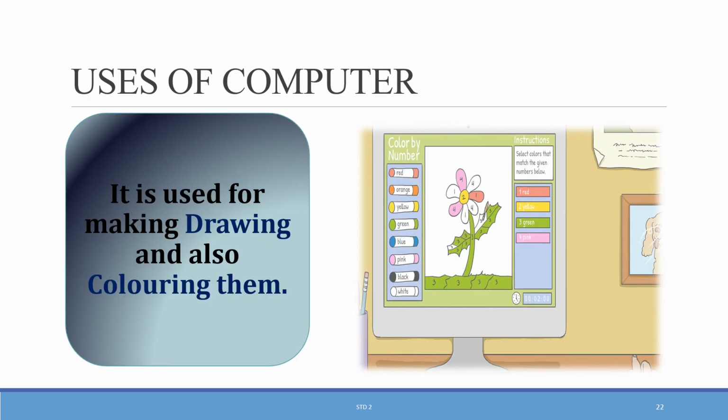Another use is for drawing and coloring pictures, right? See in this picture we are drawing a flower and coloring it. So another use of the computer is drawing and coloring pictures. The first use of a computer is to write anything, numbers, letters or symbols, and the second use is to draw.